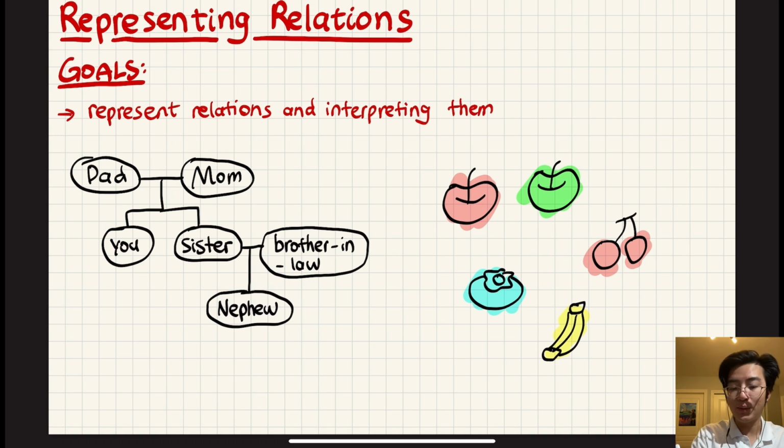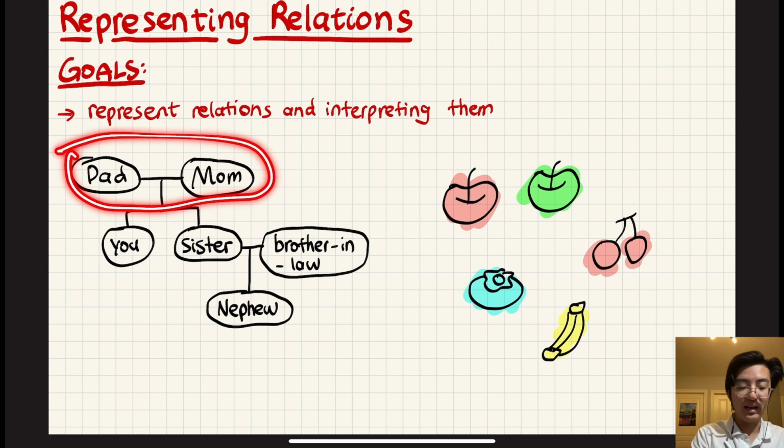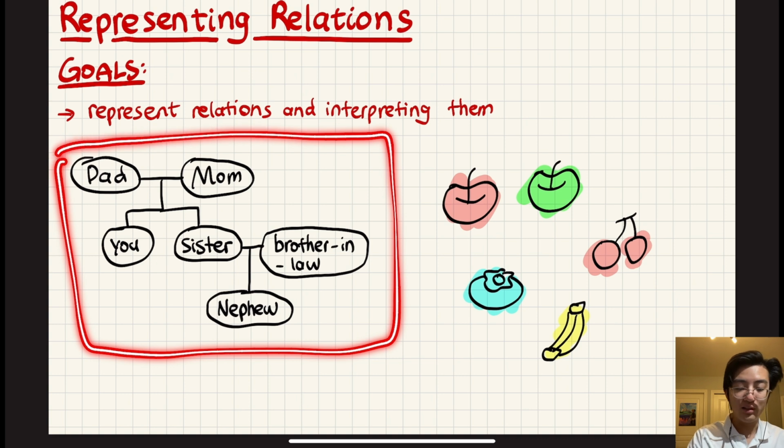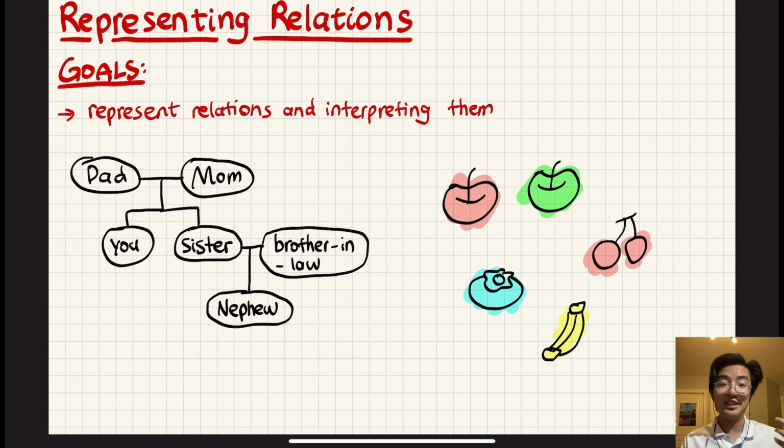The most common type of relation you might have seen is, say, a family tree. Right? So we have mom and dad at the top, and then they gave birth to you and let's say your sister. And then if your sister married your brother-in-law, then they have a nephew. Right? Or they will have a kid who will be your nephew or your niece. Right? So a family tree is a very simple representation of a relation.